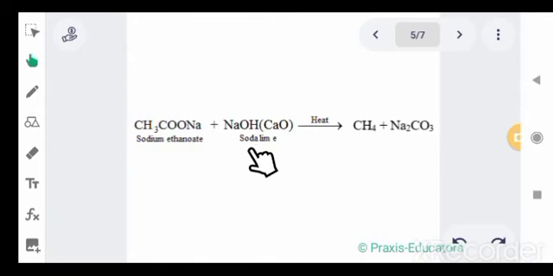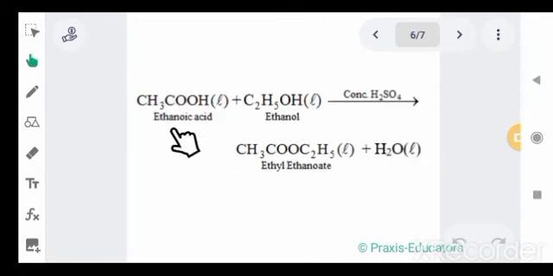Now, usually when we talk about slaked lime, we talk about quick lime slaked with water. But soda lime is actually quick lime slaked with sodium hydroxide. In this reaction, you heat a mixture of soda lime with sodium ethanoate, and at the end of the day, you get methane and sodium trioxocarbonate(IV).